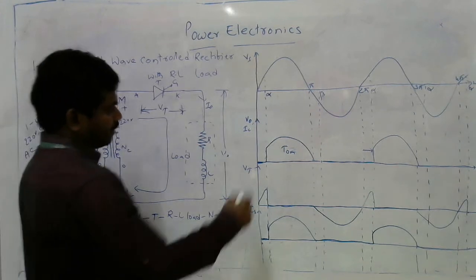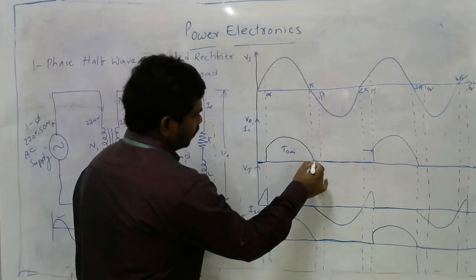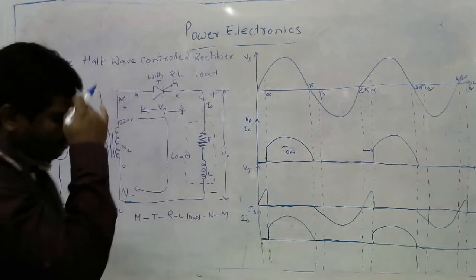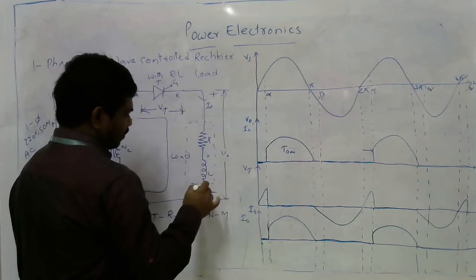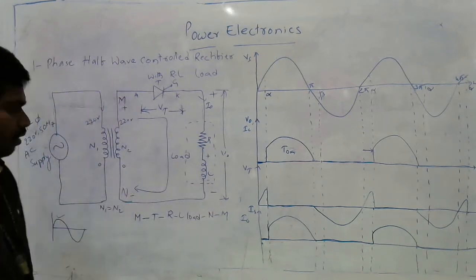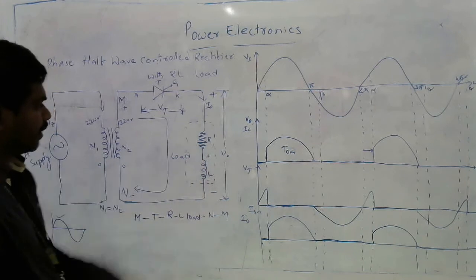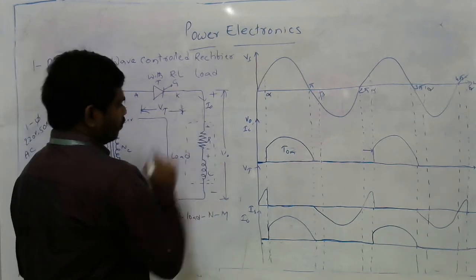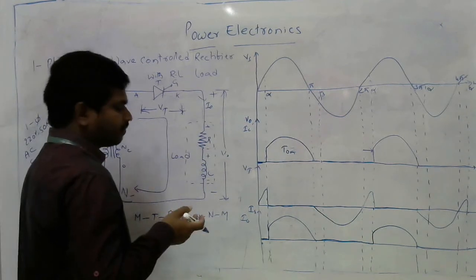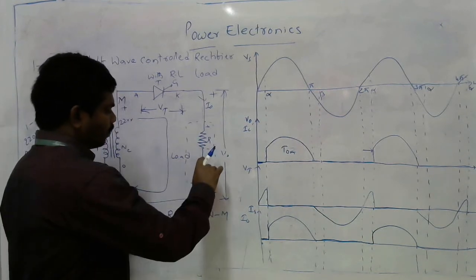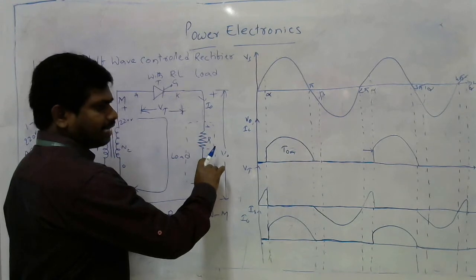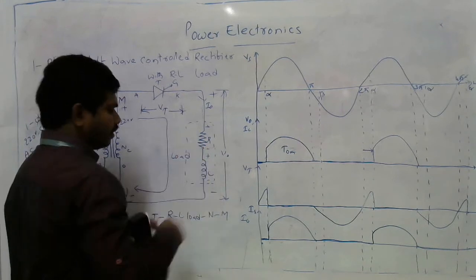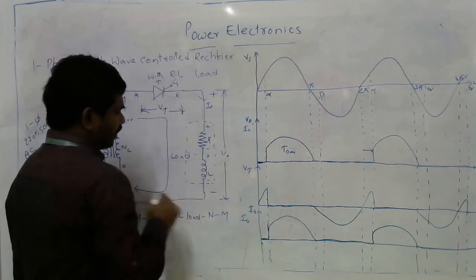At that time, on the output side, when the positive half cycle is available, the polarity across the inductor is plus and minus, and the polarity across the resistance is also plus and minus. Once the positive half cycle is over, the polarities across the inductor will reverse. This will be minus, this will be plus.